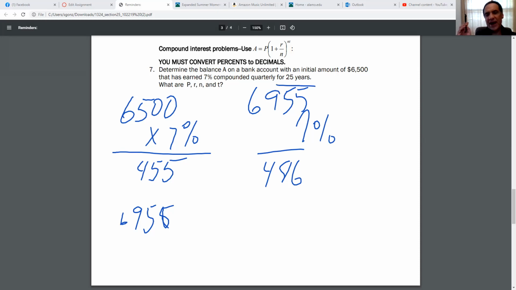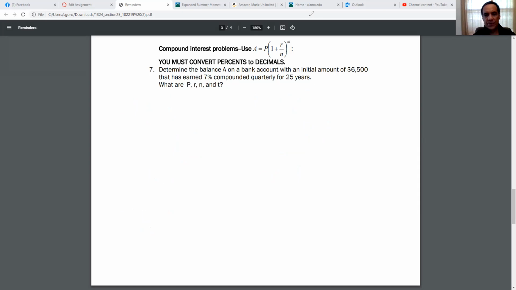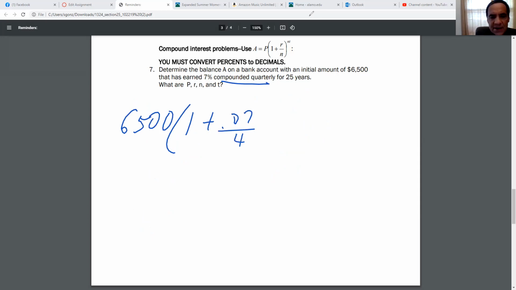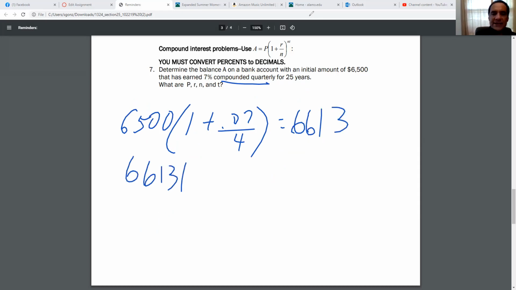Now, this problem calls for 25 years. Another thing to consider is the fact that we're talking about compounded quarterly. When you're compounding things quarterly, what's really happening is that you're taking 6,500 and then you're having to divide the 7% by 4 because that's a fourth situation. Now, that would give you a balance after 3 months. And you could repeat this 4 times. And then when you repeat this 4 times, you're actually going to get an amount that's higher.